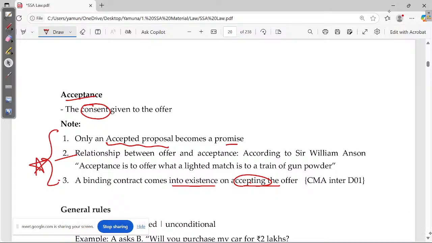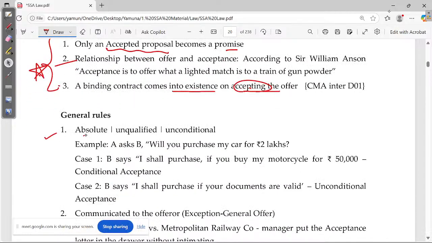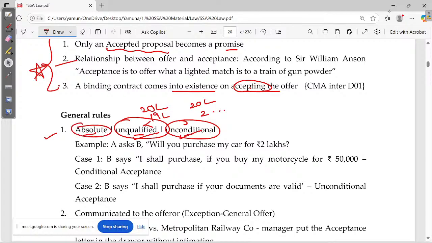Okay. General rules. First one, it should be absolute, unqualified, and unconditional, which means if I'm saying 20 lakhs and you say 19 lakhs, no, it cannot happen. Unconditional means I'm saying that you have to pay 20 lakhs in lump sum. You say that you'll pay in 2 installments. No, that will not happen. Unqualified and unconditional means you have to exactly accept the offerer's terms. And this is what you call absolute.